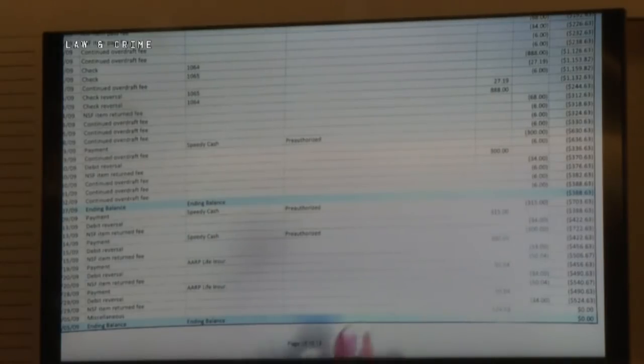Okay, so we see those pre-authorized debits. Is that something, when it says pre-authorized, that would be set up through the bank ahead of time? Yes, it's probably an agreement with Speedy Cash that, can you move over the dates so I can see that? Sure.